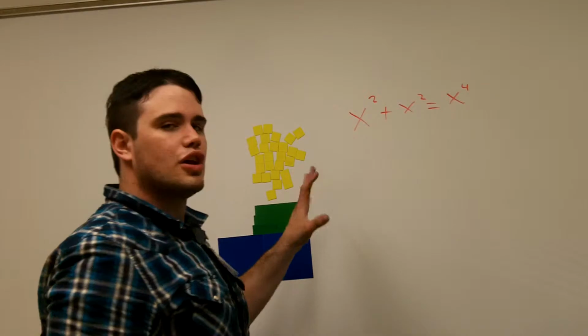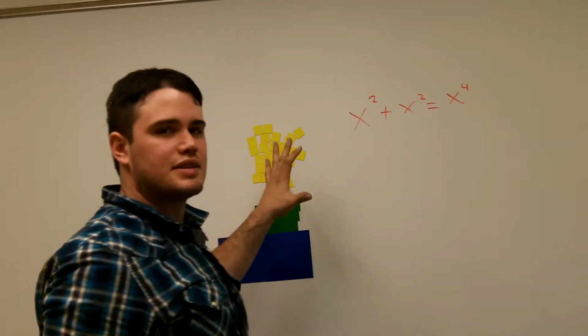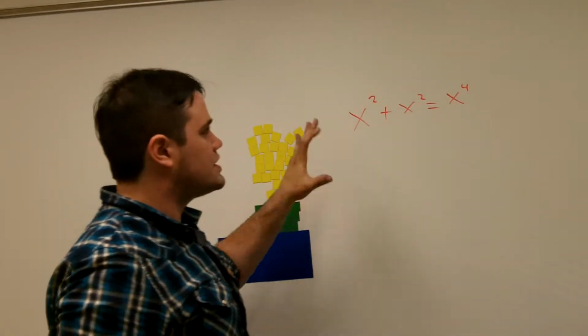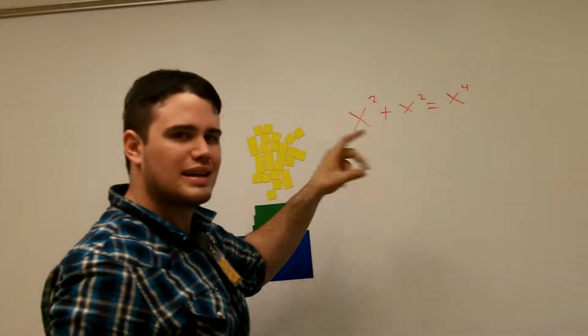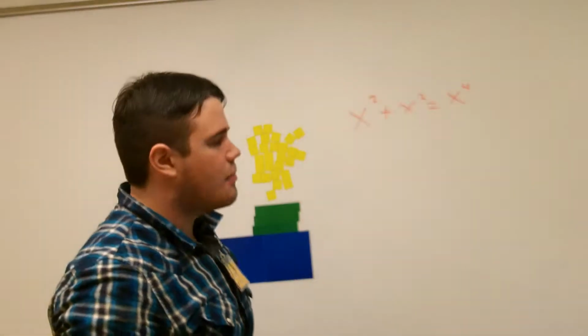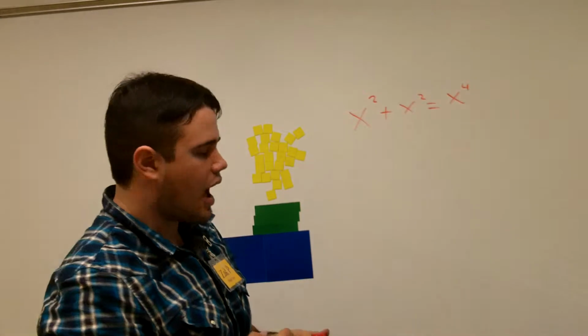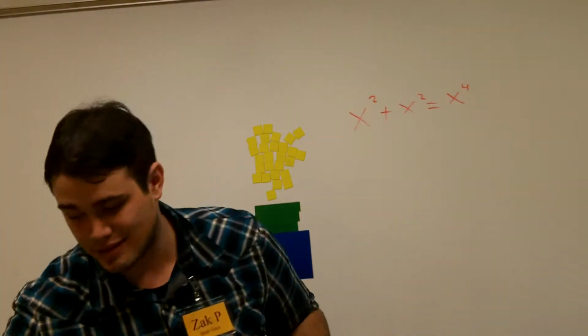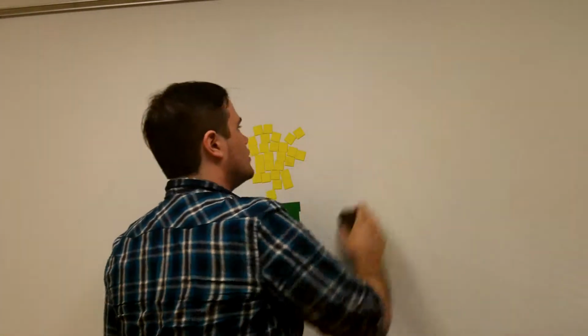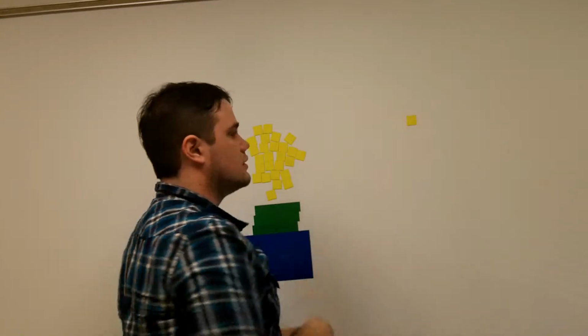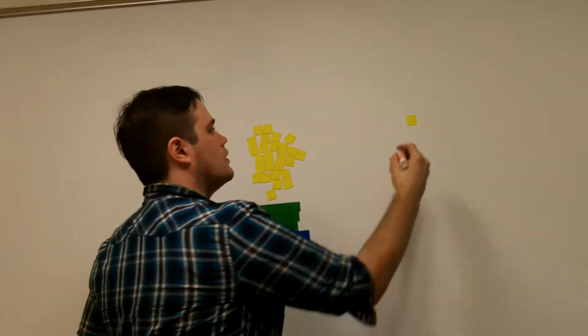So I'm going to show you how we can use manipulatives to visually show the student how this problem will work clearly and concisely. But in order to do that, I'm going to need to go back to the basics. So let's start with this guy right here. I'm going to call him 1 unit.